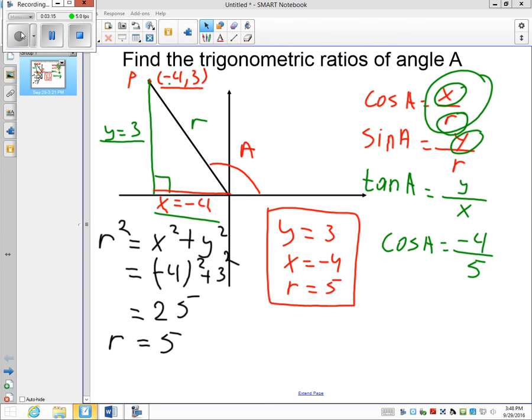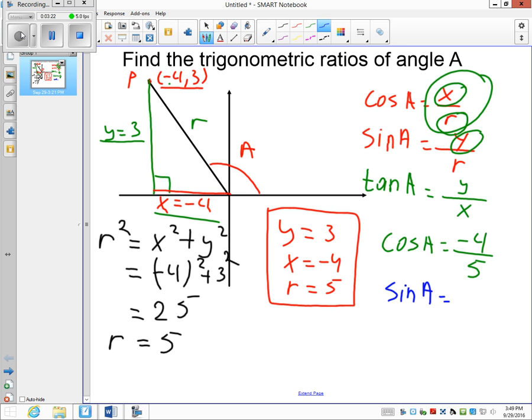Let's continue with the next one, sine. Sine of angle A equals y over r, right here. y is 3, r is 5. And the last but not least is the tangent ratio. Tangent of angle A equals y over x. y is 3 and x is -4.